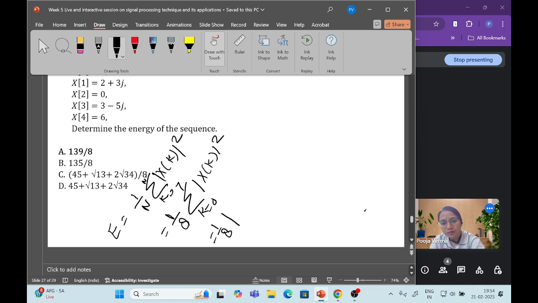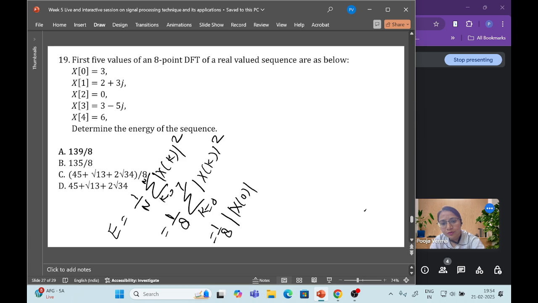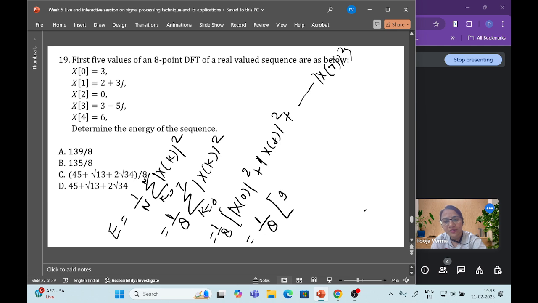So 1 by 8 in bracket, the summation of |x of 0| square plus |x of 1| square plus till |x of 7| square, right? |x of 0| square is 9, plus in place of x of 1 we have 2 plus 3j. The mod of 2 plus 3j we already know is root of 2 square plus 3 square, that is 4 plus 9, so root of 13. Root of 13 square will be 13 only.